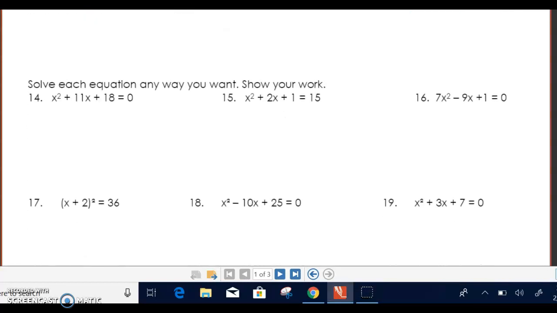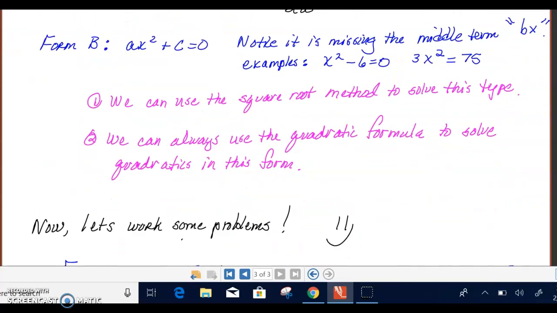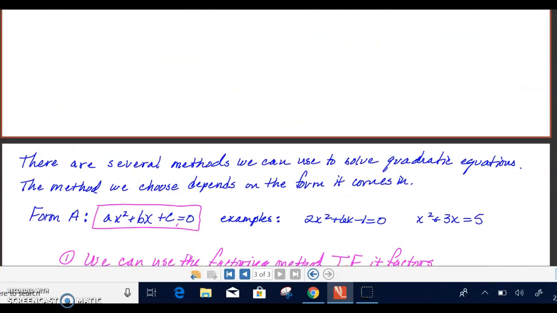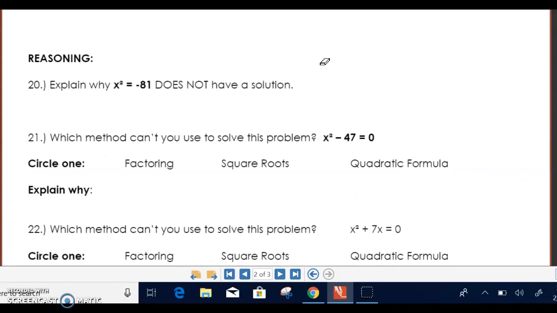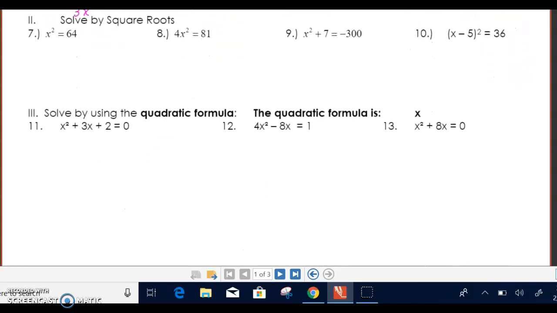So if we go back over here, the square root method is going to apply when my problem is missing the middle term. It's missing the bx term. When it's missing that term, it might look like one of these two. And we're going to use the method of square rooting to solve this type of equation. So let's see how that method works.